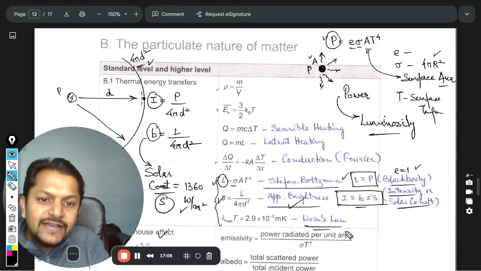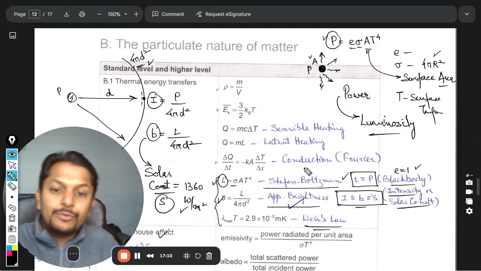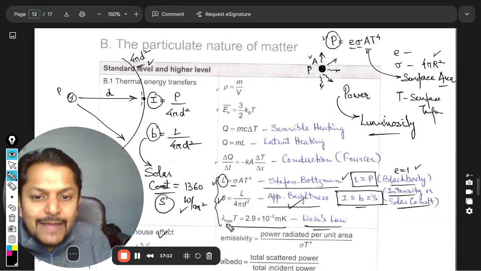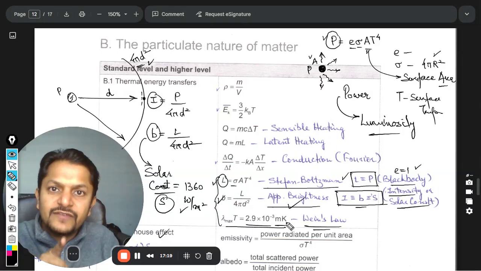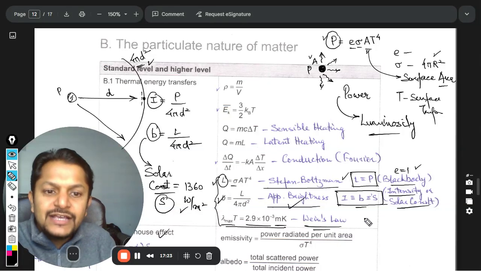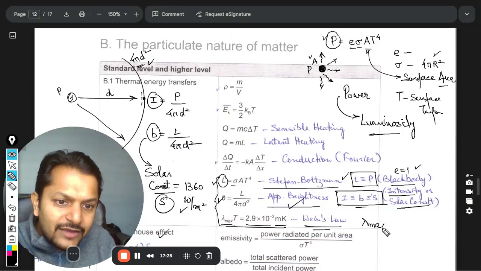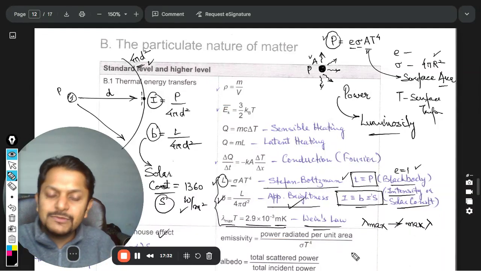The one last thing for the topic B1 is Wien's law. Again, it is very important. The formula is in front of you. Lambda max into T is equal to this constant, and the SI unit is also given. It is not millikelvin. Be very careful. It is meter Kelvin. Another thing, this lambda max, is a misnomer. I can write it here that lambda max is not the maximum wavelength. It is not the maximum wavelength.